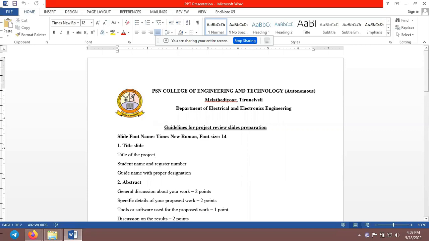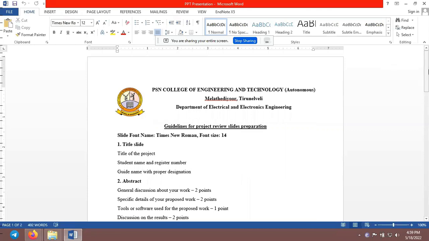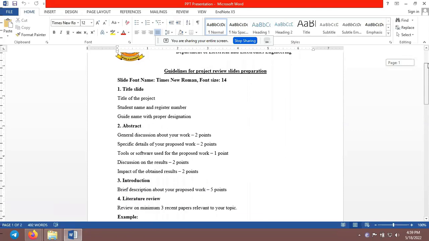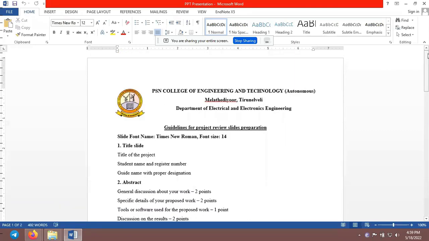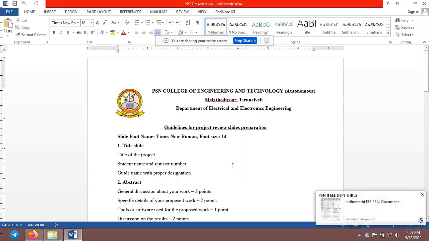Okay. And each and every slide should have a slide number and date. That is mandatory. So you can insert the slide number and date from the Insert tab available in the PowerPoint presentation.